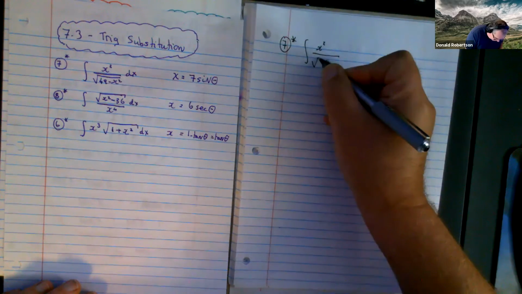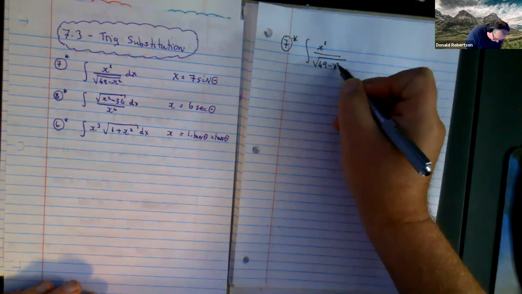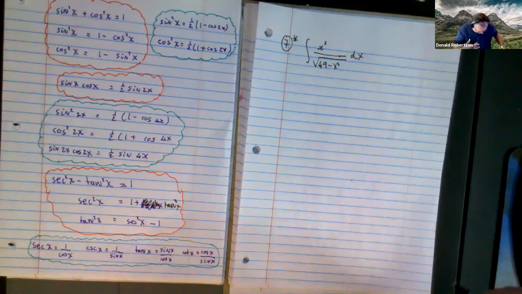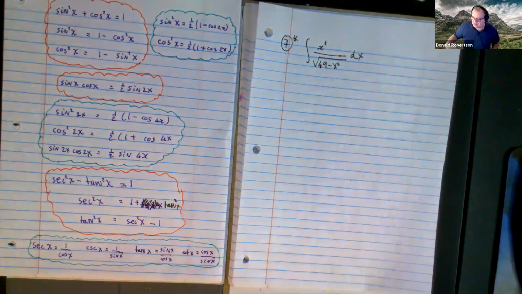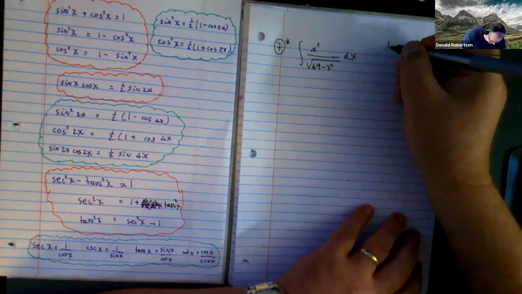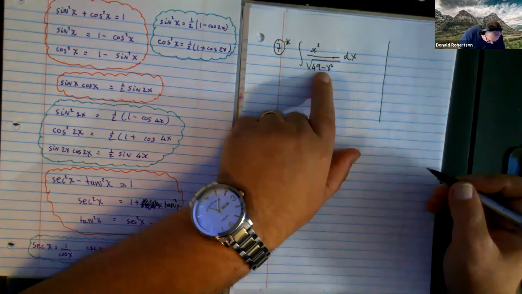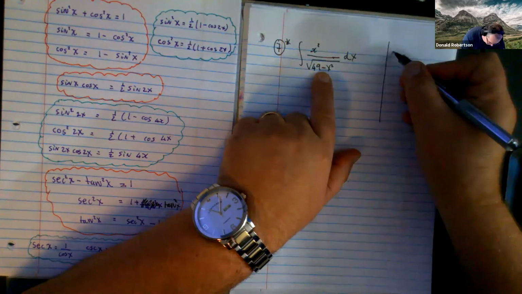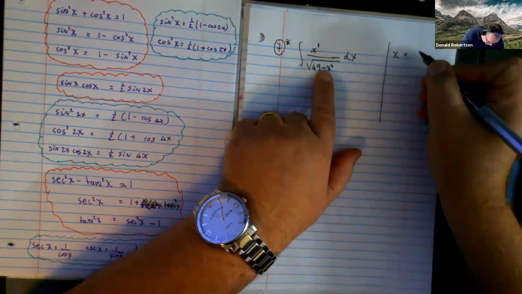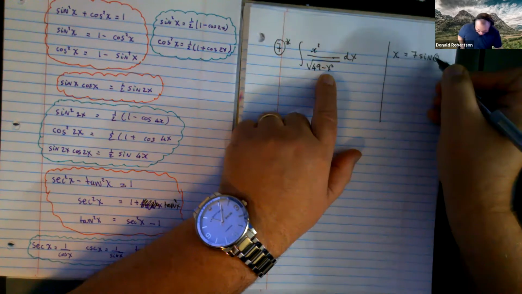There is a shopping list of how you do that, or maybe a list of ingredients would be another analogy. So you do this first, then this, all the way to the end. Now, for instance, in this question here, the first thing you're going to do is make sure that you choose the correct x sub. And this is a number take away x squared, so you are going to do 7 sine theta.